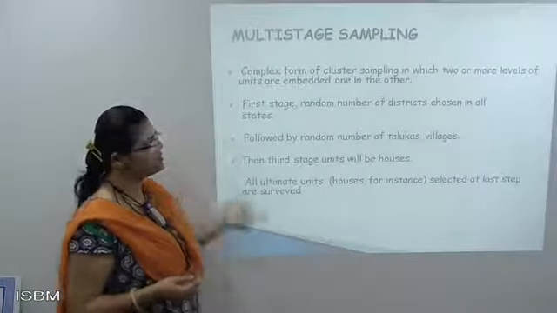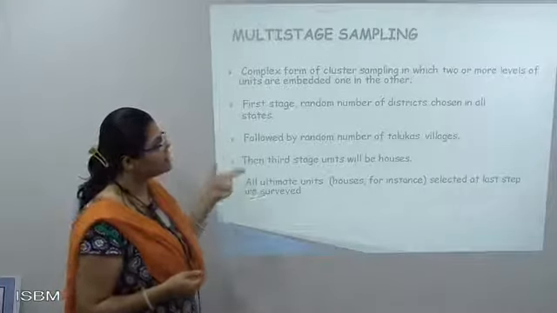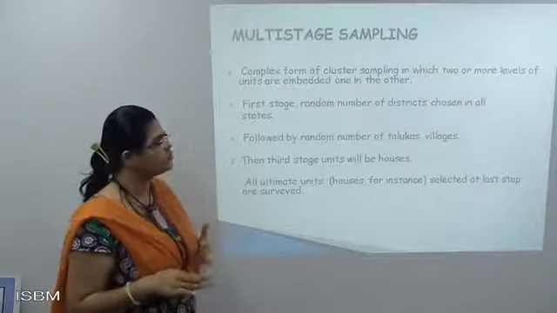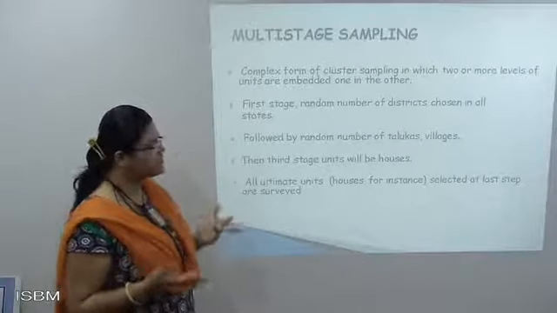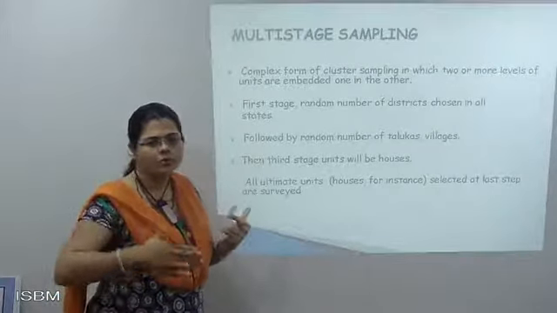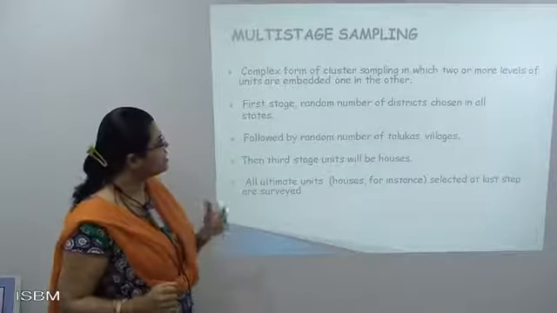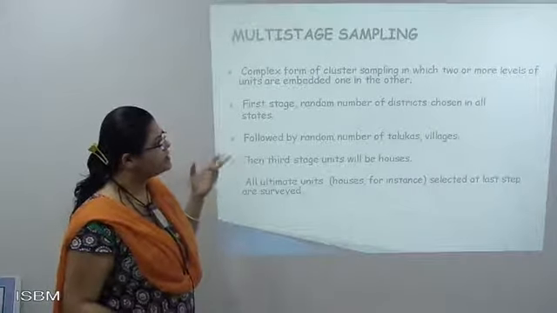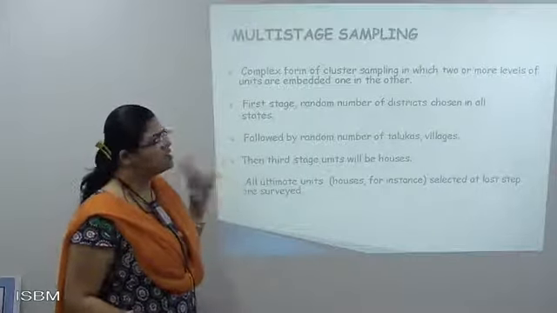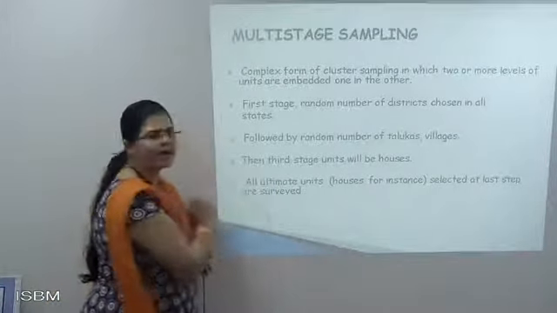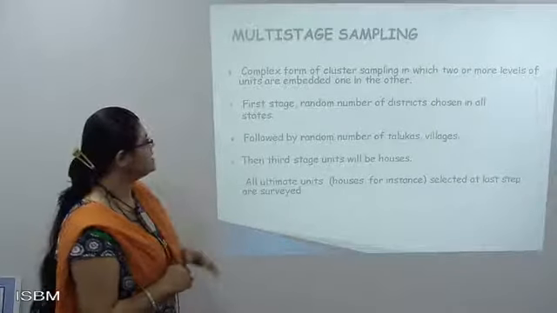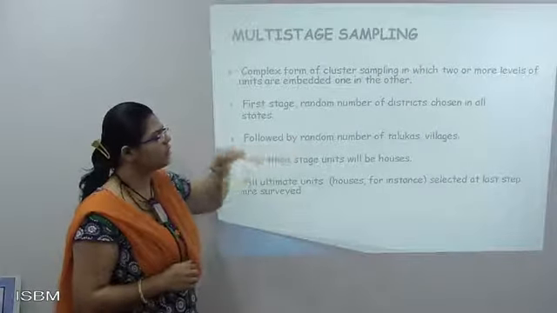That is why I use this type of sampling, which makes it easy for me to get all the information relating to the others. Here I am looking at more than two to three stages. In the first stage, a random number of districts is chosen in all states. Here I randomly get information, in a particular way, from where I am collecting it. Next, it is followed by a random number of talukas and villages.